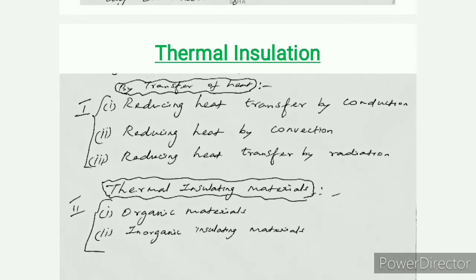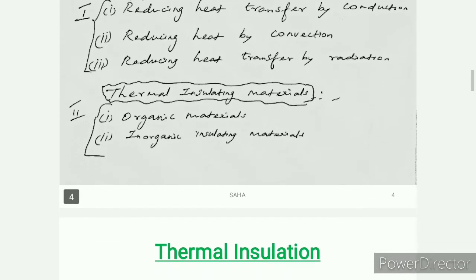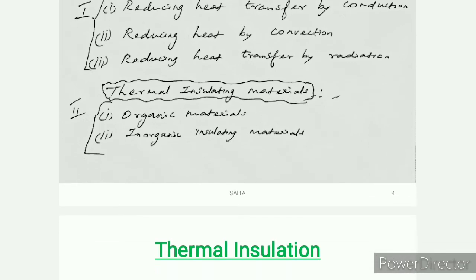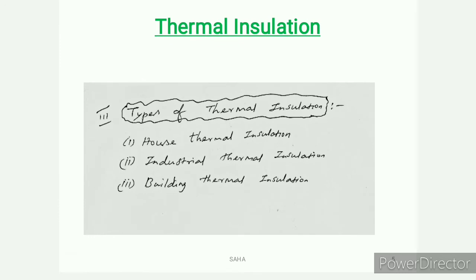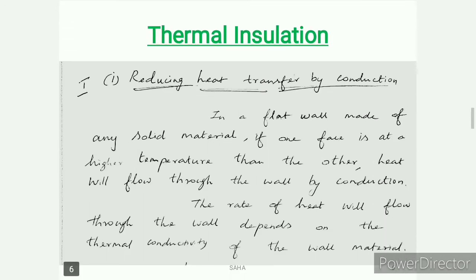The first main classification is based upon the transfer of heat: reducing heat transfer by conduction, reducing heat transfer by convection, reducing heat transfer by radiation. Second main classification, thermal insulating materials based upon the materials: organic materials and inorganic materials. And the third main classification, types of thermal insulation, based upon the purpose or place: household thermal insulation, industrial thermal insulation, building thermal insulation. So now we are going to discuss them briefly.